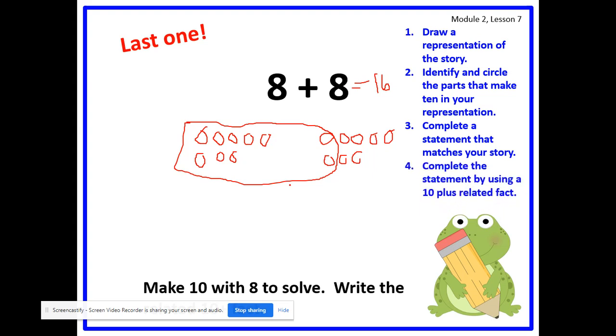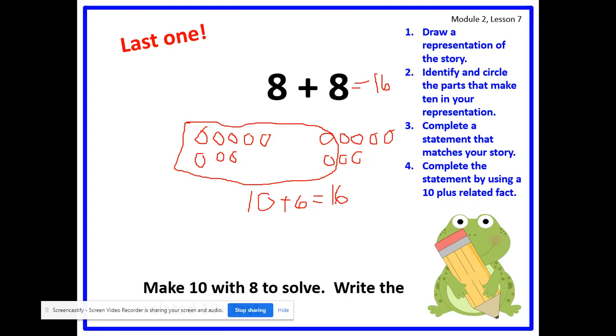Finally, go ahead and write a 10 plus related fact. So that means 10 plus your leftover part. Press play when you're ready to check your work. You should have written 10 plus how many outside? 6. So 10 plus 6 equals 16. Awesome job, boys and girls.